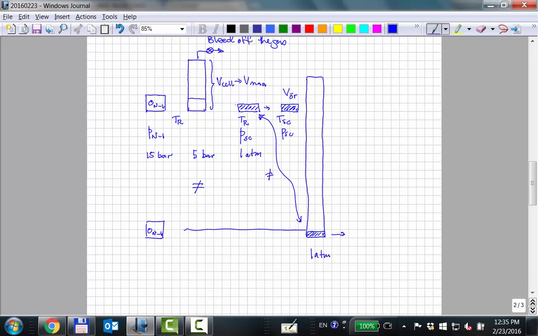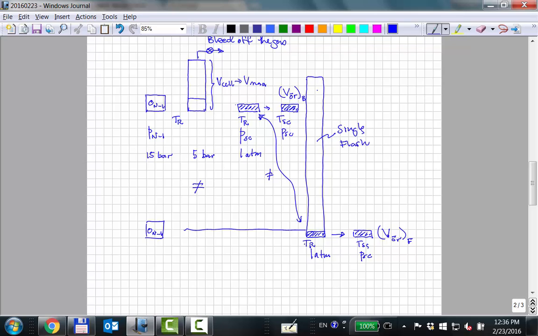If this would be flashed at 1 atmosphere, so if this is all just a single flash, not a bleeding process, and then we cooled it down, this would be a different residual oil volume. I'm going to call this flash, and I'll call this B for bleeding.